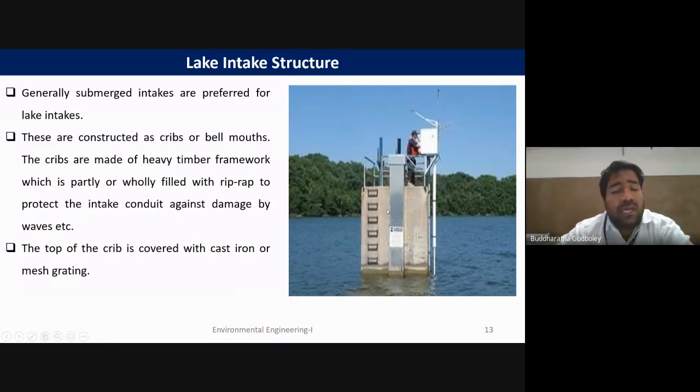Generally, submerged and exposed intake structures. Submerged intakes are generally preferred for lake intakes. These are constructed as cribs or bell mounts. The cribs are made up of heavy timber framework, partially or wholly filled with riprap to protect the intake conduit against damage by wave action. The top of the crib is covered with a cast iron or mesh grating.